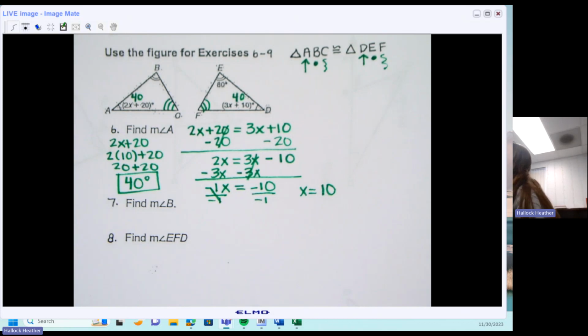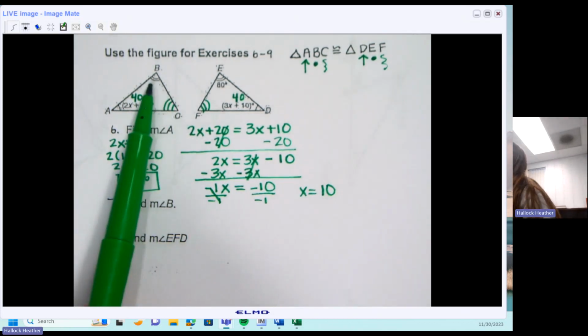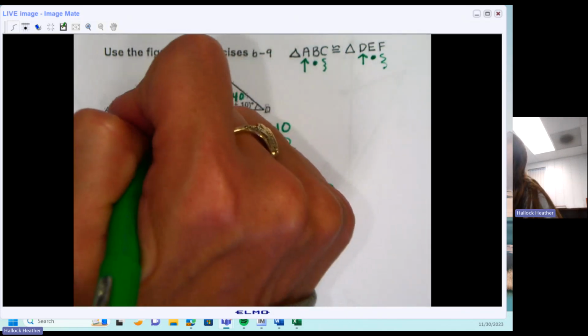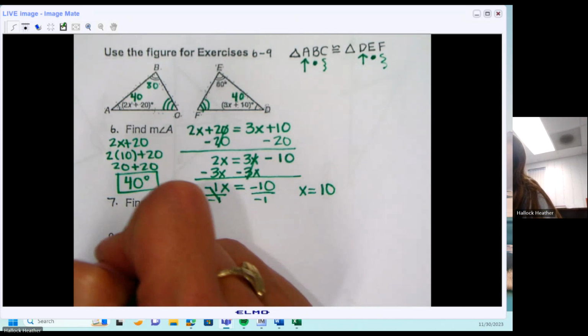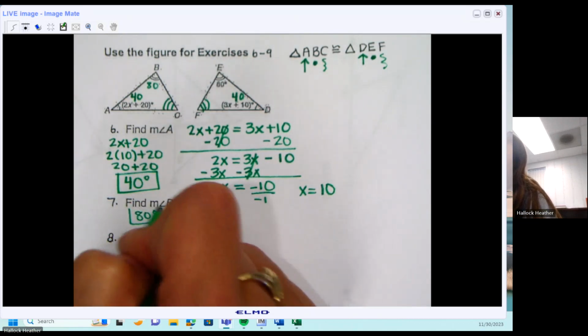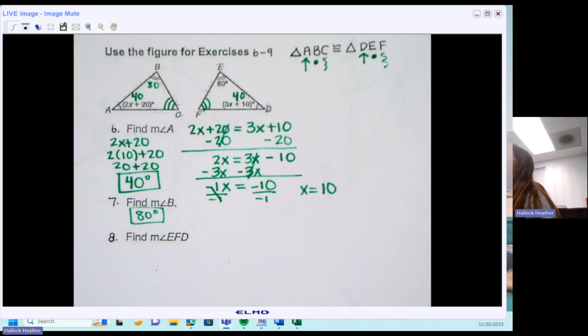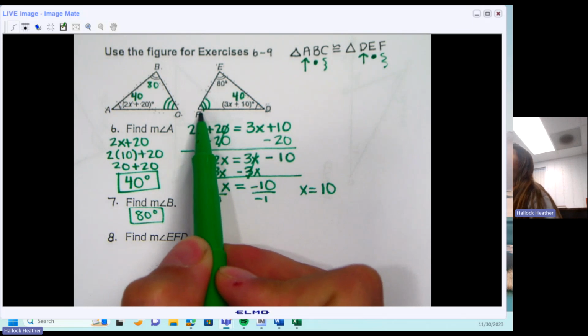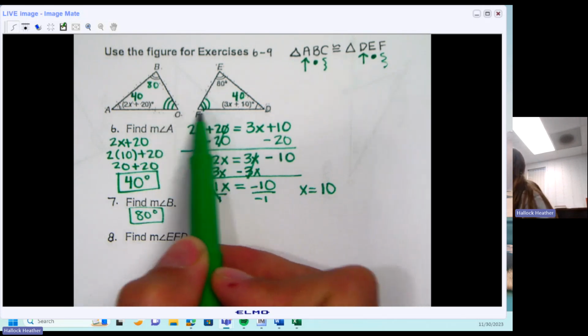Okay, so now we've got to find B. If I look at B, B is right here. I don't have a number. 80, because B and E are congruent. It's just 80. So if this is 80, this is also 80. So I can put 80 over here. And then the last one I need to find is EFD. EFD is really angle F. Angle F is congruent to angle C, but there's no numbers there.